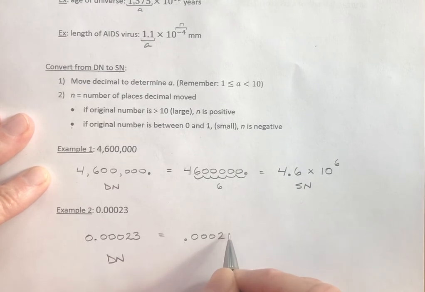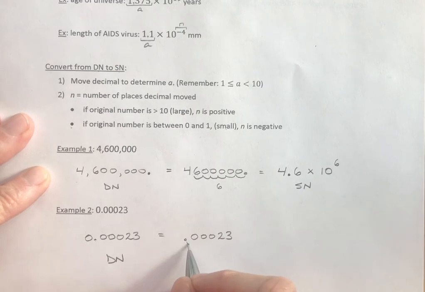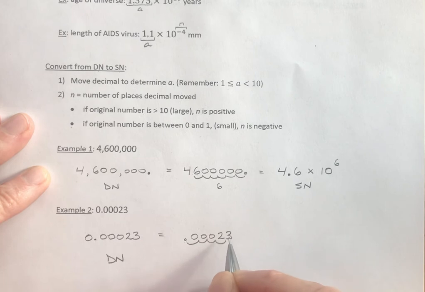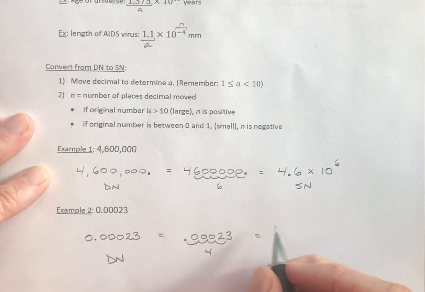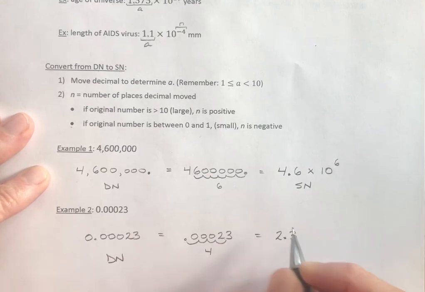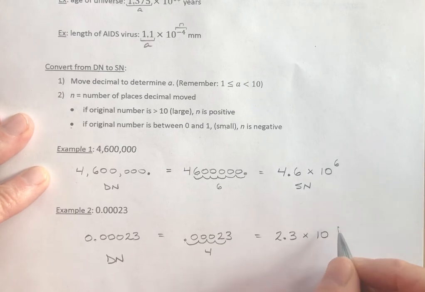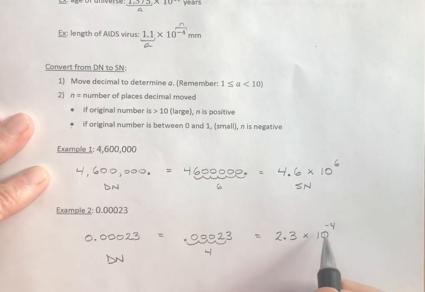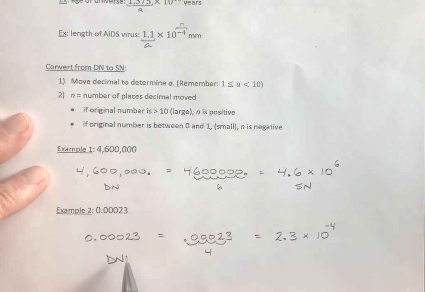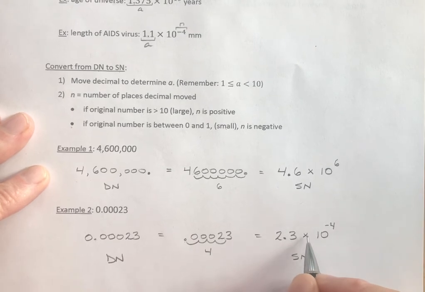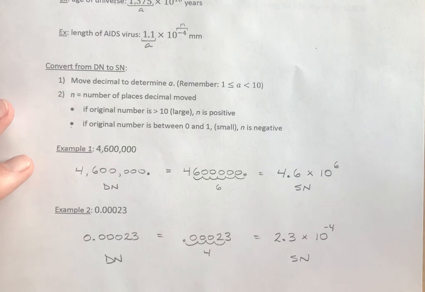1, 2, 3. I want to create a number between 1 and 10. I'll put it here because this will be 2.3, and that's between 1 and 10. So I'll move it to here. It moved 1, 2, 3, 4 places. And so the number between 1 and 10 is 2.3 times 10. It moved 4 places, but it's a very small number, so it moved 4 places to the right, which means the integer for the power of 10 is a negative 4. So 23 thousandths in decimal notation is 2.3 times 10 to the negative 4th in scientific notation.